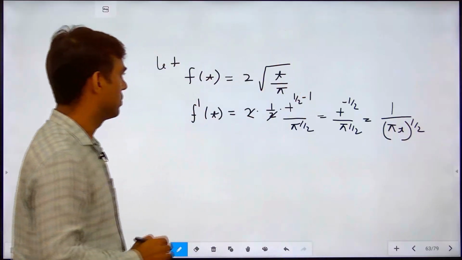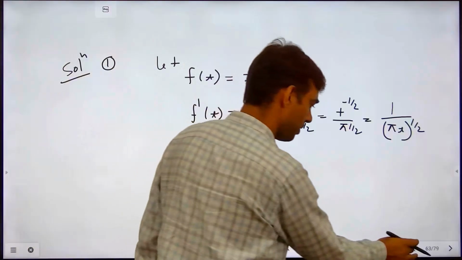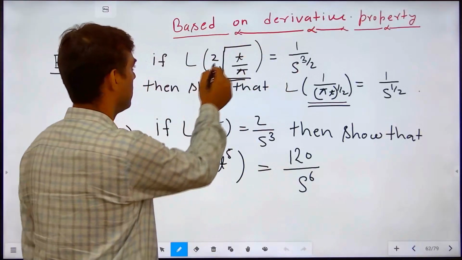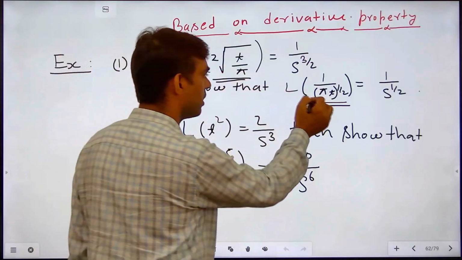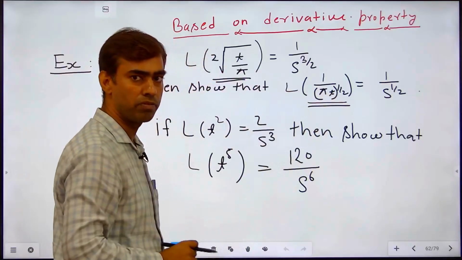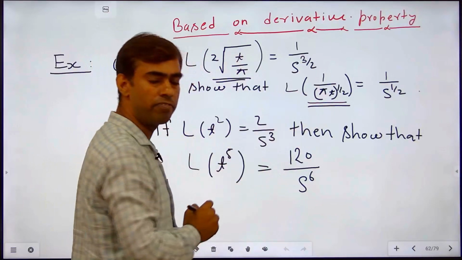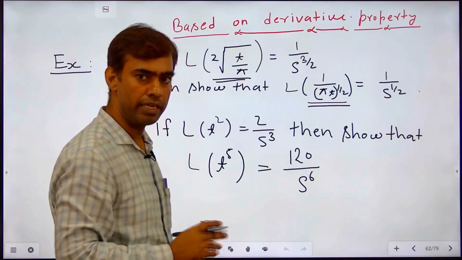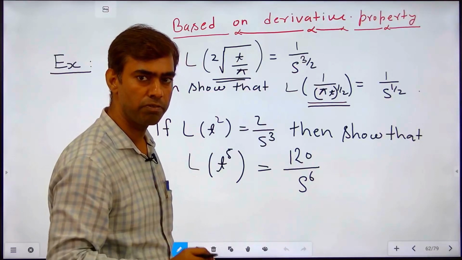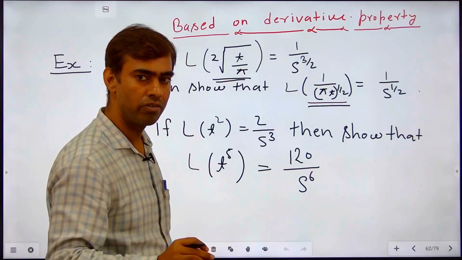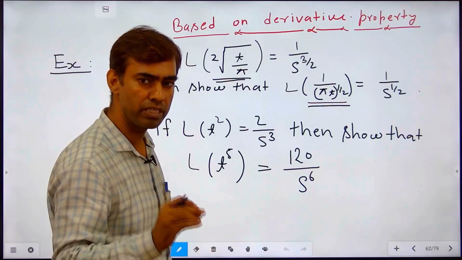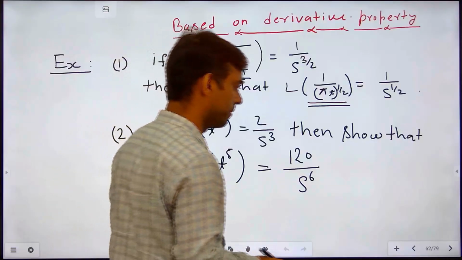So what is the problem? This one is given, and there is a need to find the Laplace transform for this one. So, if we assume that this one is f(t), then this one is what? F dash t. So indirectly the Laplace transform for f(t) is given, and there is a need to find the Laplace transform of f dash t.